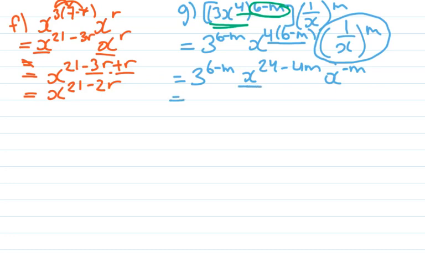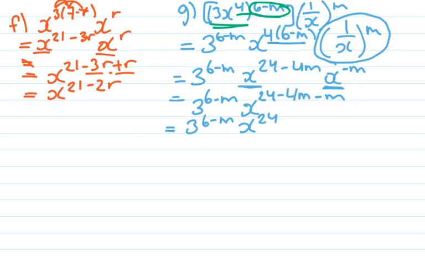Now I can combine the exponents from both the x's because they're the same base. So I'm left with 3 to the power of 6 minus m times x to the power of 24 minus 4m minus m equals 3 to the power of 6 minus m times x to the power of 24, and then I have negative 4m minus another m is negative 5m.